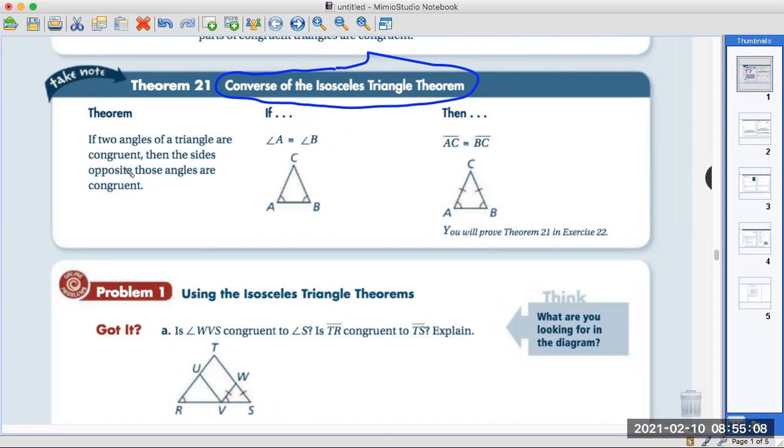If two angles of a triangle are congruent, like these two, then the sides opposite, the ones that hold this together, are also congruent. Converse, it's just the same one backward from the last theorem. So we also want to read that.